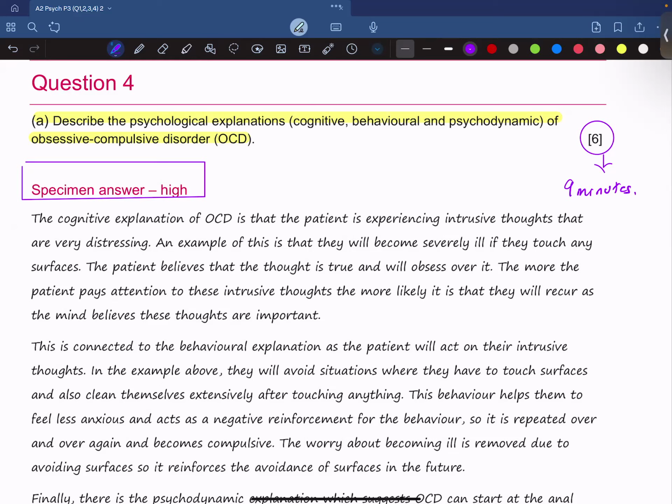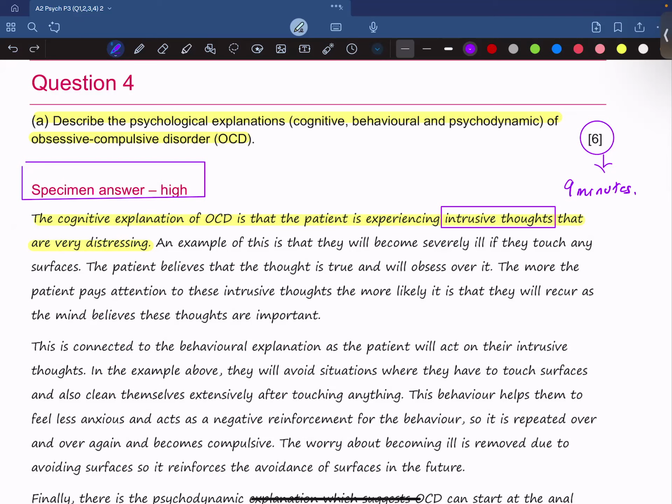So yeah, let's take this a little further. The point being, we don't see an introduction here, right? So the cognitive explanation, here you go. The cognitive explanation of OCD is that the patient is experiencing intrusive thoughts that are very distressing, right? So you have given the examiner an idea that you know what is causing OCD. Remember, intrusive, persistent thoughts which are causing distress.